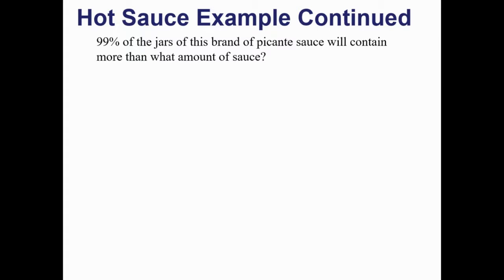So we're going to pick up where we left off yesterday at the end of the hot sauce example. It's about two-thirds of the way through page 23. Make sure you have your notes out, and make sure you have your Z table out.